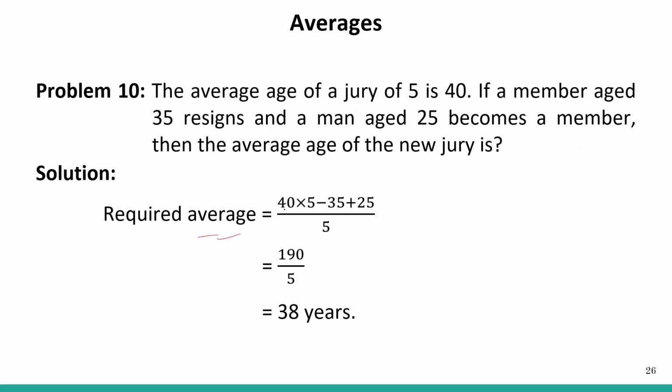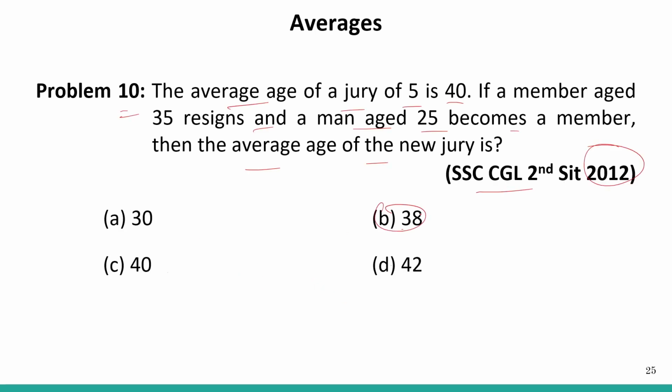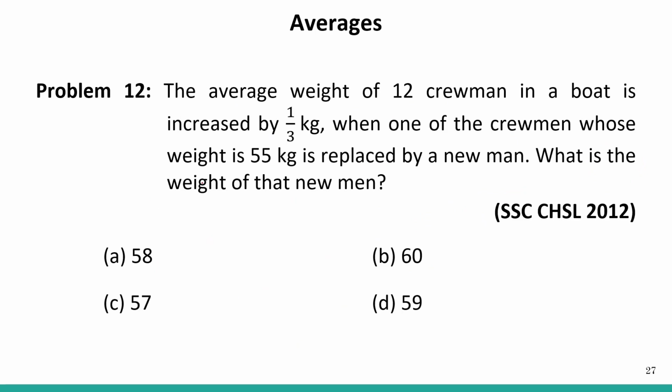So the required average is equal to 40 into 5 minus 35 plus 25, whole by 5, which is 190 by 5, equal to 38 years. Okay, so this is how we have evaluated the answer, that is 38. This is the correct one. These are all wrong ones. Okay, so let's see problem number 12.